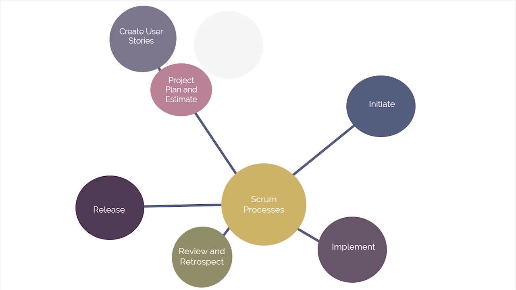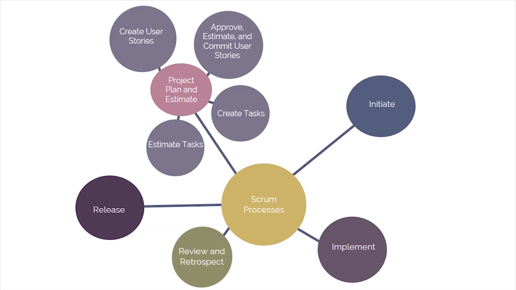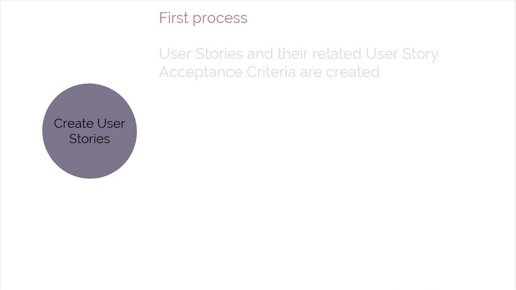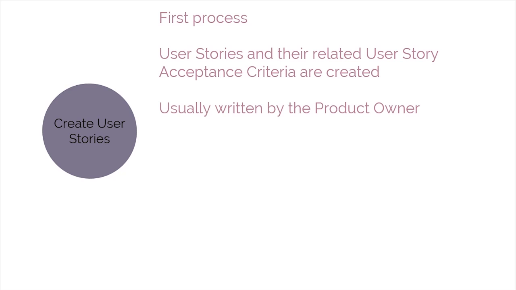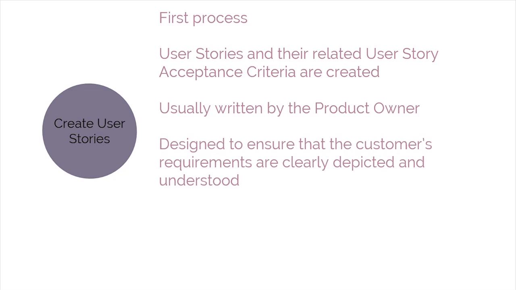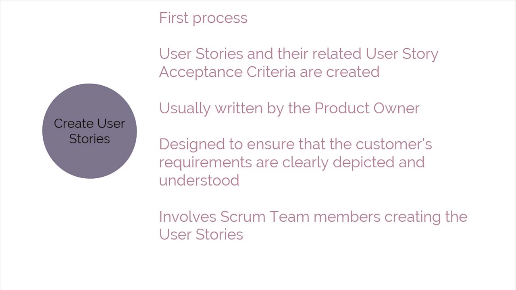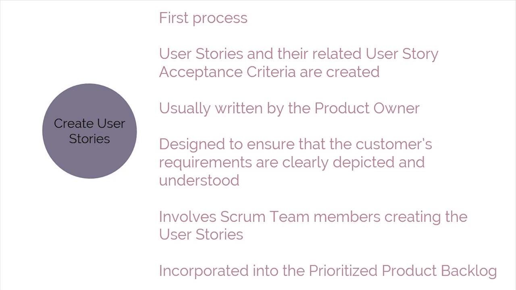The second phase we're going to learn is Plan and Estimate, and these are the processes grouped under this phase. First is Create User Stories. In this process, user stories and their related user story acceptance criteria are created. User stories are usually written by the product owner and are designed to ensure that the customer's requirements are clearly depicted and can be fully understood by all the stakeholders. User story writing exercises may be held. This involves Scrum team members creating the user stories. User stories are incorporated into the prioritized product backlog.